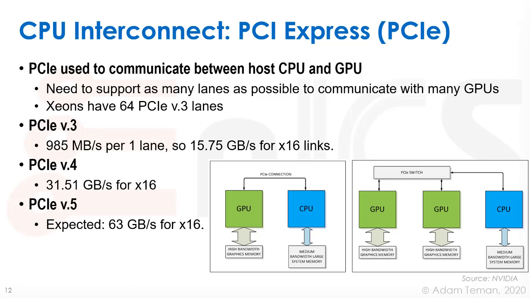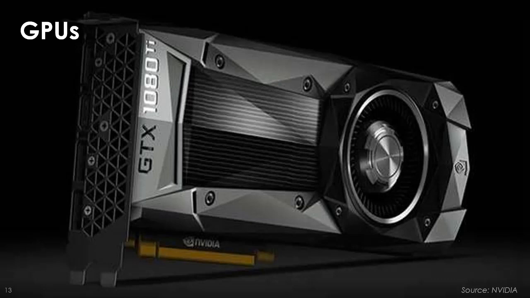As you can see, PCI Express version 3 supports 985 megabytes per second per lane. So if we take 16 lanes, we get 15.75 gigabytes per second. If we go up to the next version, PCIe version 4, it doubles that to 31.51 gigabytes per second for 16 lanes. And the expected PCI Express version 5 doubles that again to up to 63 gigabytes per second for 16 lanes. So that's a high-speed interconnect, but we'll see that it's not actually that good for deep learning, and it's not enough. So that brings us to the GPUs, which are more popular for deep learning.